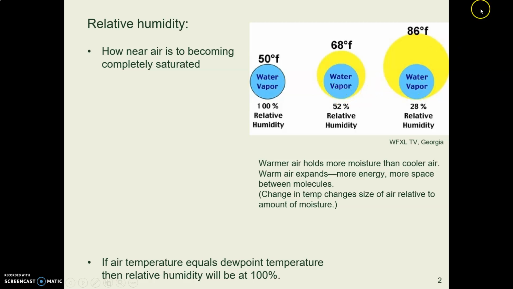But if you go up to, let's say on the far right, let's say the temperature is 86 degrees Fahrenheit, that air is warmer, so it can hold a lot more water vapor. And that same amount of moisture, represented by this circle, is not 100% humidity now. It's only 28% of the total possible volume. Warm air holds more moisture than cold air.